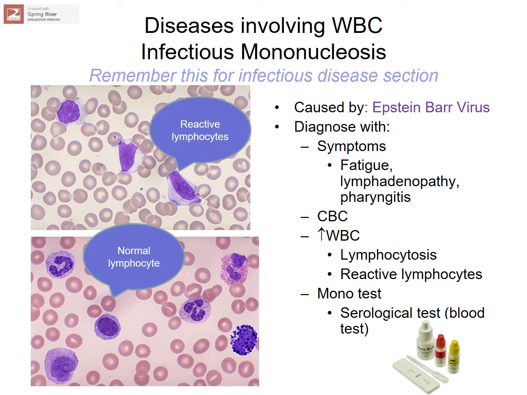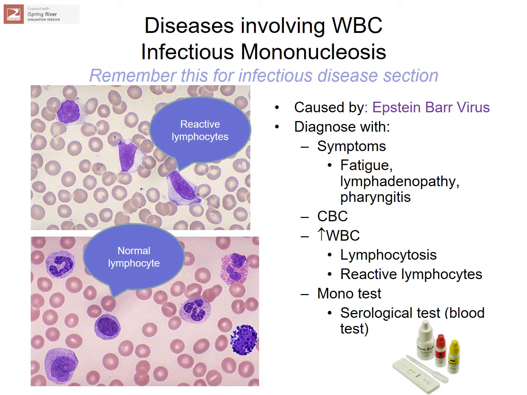The symptoms include fatigue, lymphadenopathy, or swollen lymph nodes, pharyngitis, or a sore throat. The CBC would demonstrate a leukocytosis, or overall increased white blood count, with a lymphocytosis. So the increased white count is due to increased lymphocytes. And we'll also see characteristic reactive lymphocytes.